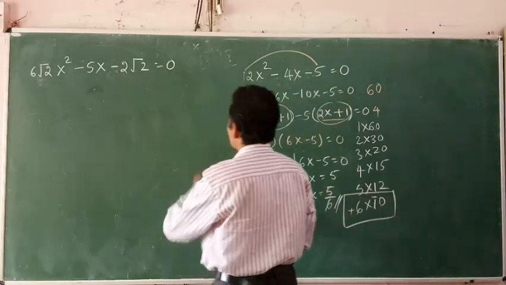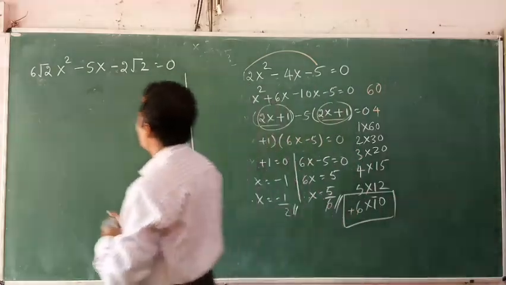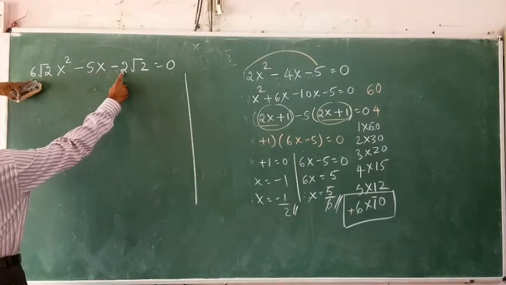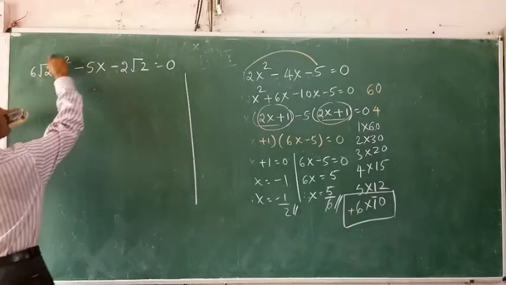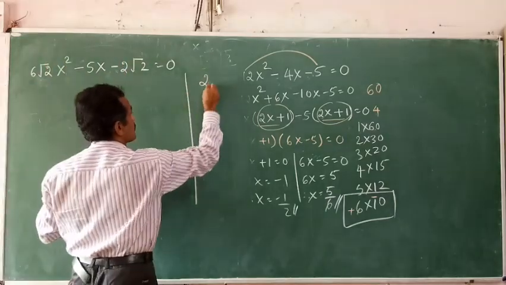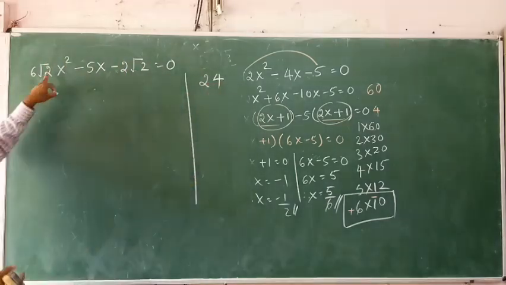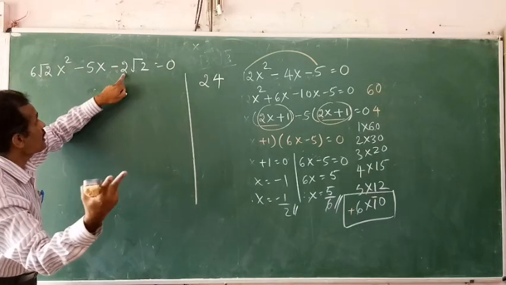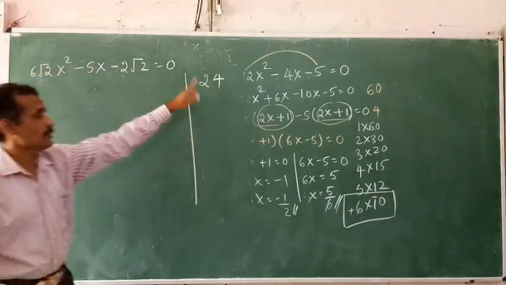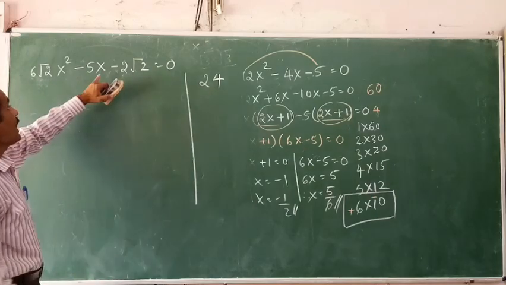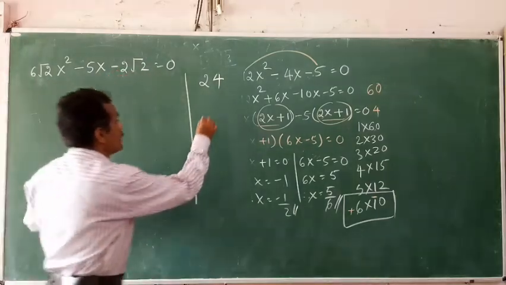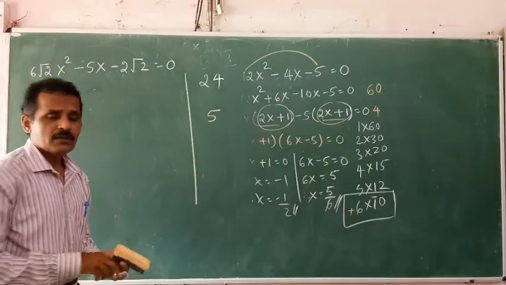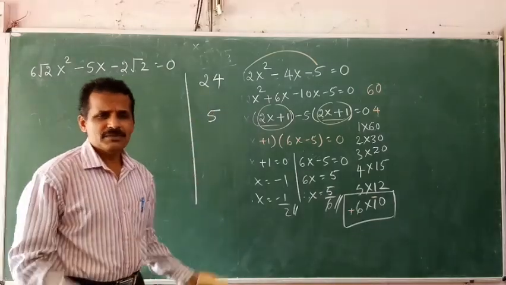On multiplying, so how much? 6 2s are 12. Root 2 into root 2 is 2. 12 2s are 24. See here, root 2 into root 2 is 2. 2 2s are 4. 4 6s are 24. On multiplying, 24, and on subtracting, minus is there. On subtracting, you should get 5. Now you are familiar with this type of method.